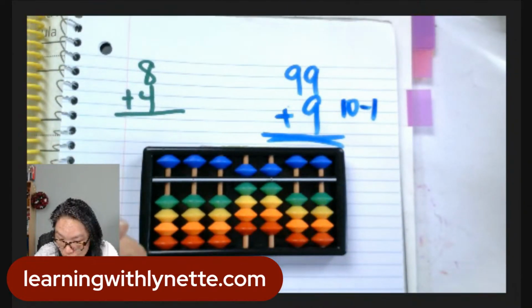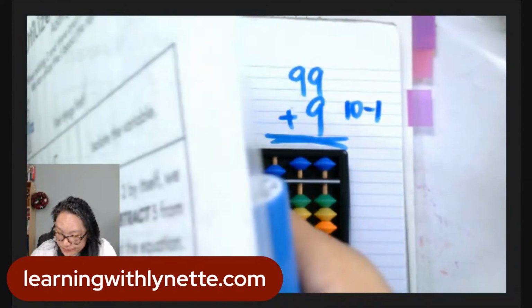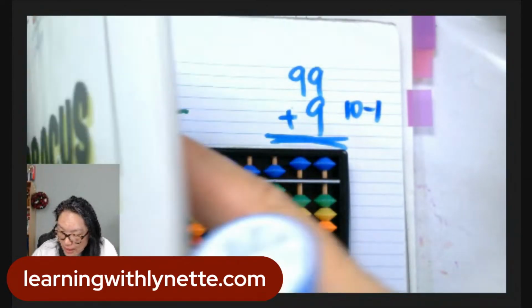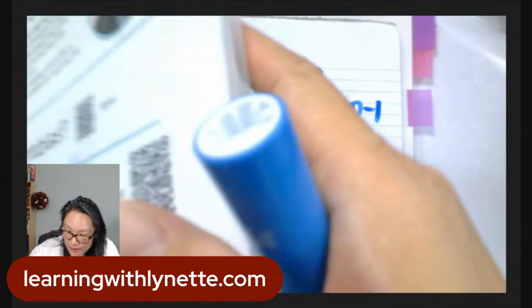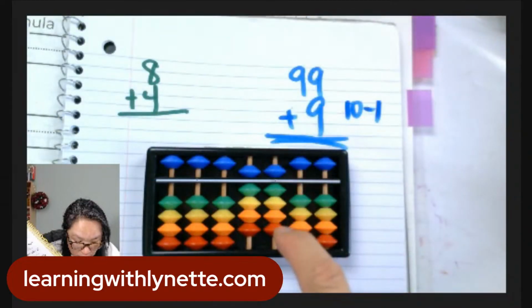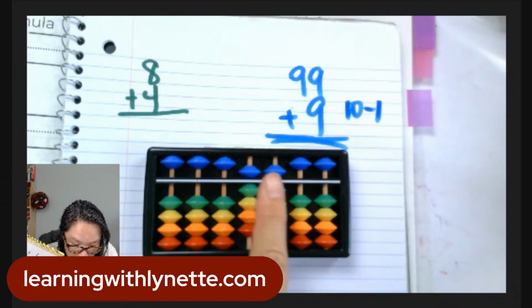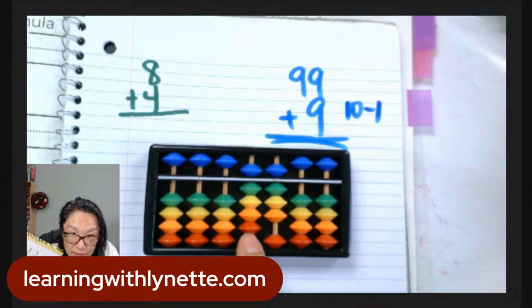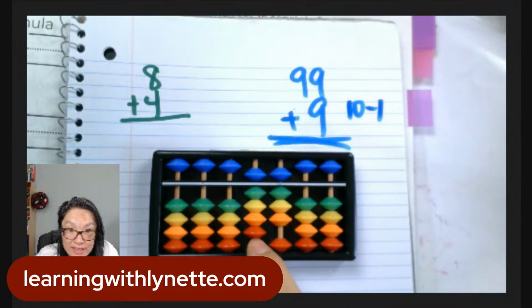So what we need to do is plus the 10. No, not add the 10. What we want to do is minus the 1. Can we take away the 1? Yes, we can. So we're going to take away the 1. Now we're going to plus the 10. 10, remember, is 1, 0. Can we add the 1? No, we cannot, because there's not enough beads to add the 1.